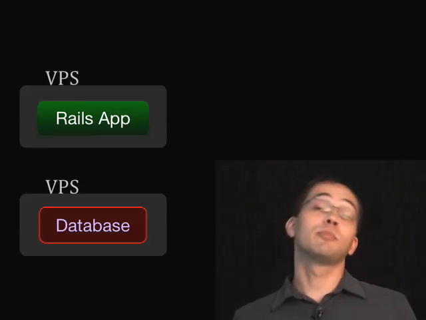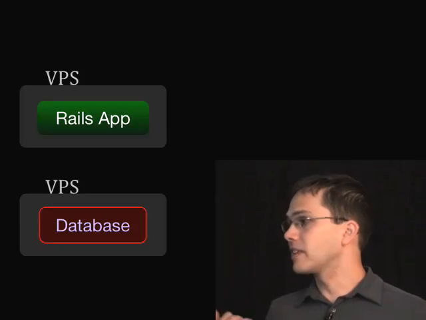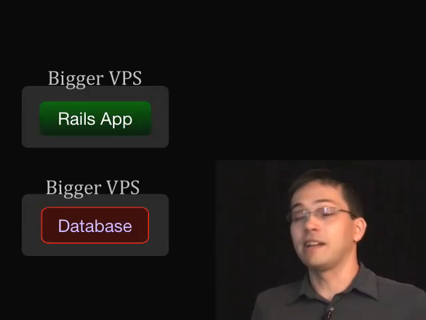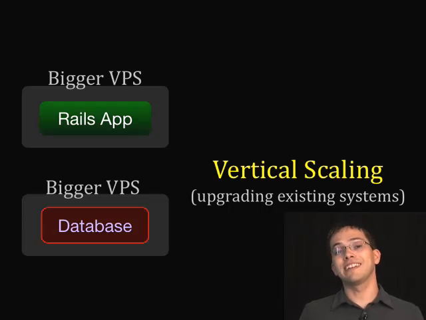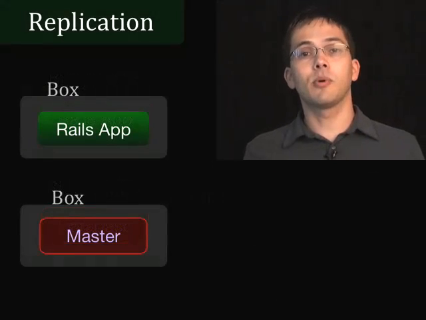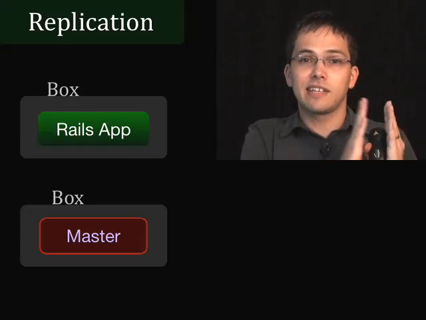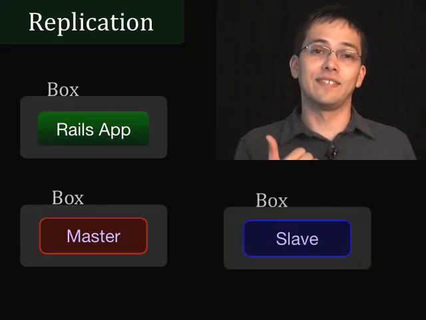So now that we've optimized the performance of our database process, what can we do from there to scale? Well, let's see, we've got two VPSs here. One way we could get even more database power is by upgrading that VPS. This type of scaling is called vertical scaling because we're upgrading existing systems, right? Following this scaling strategy, if we needed to upgrade the database even to a bigger VPS, we might even just give it its own box. But at this point, we can't really scale any further vertically. All we have left to do is to scale horizontally by adding more boxes, which is what we're about to do by adding a slave database.